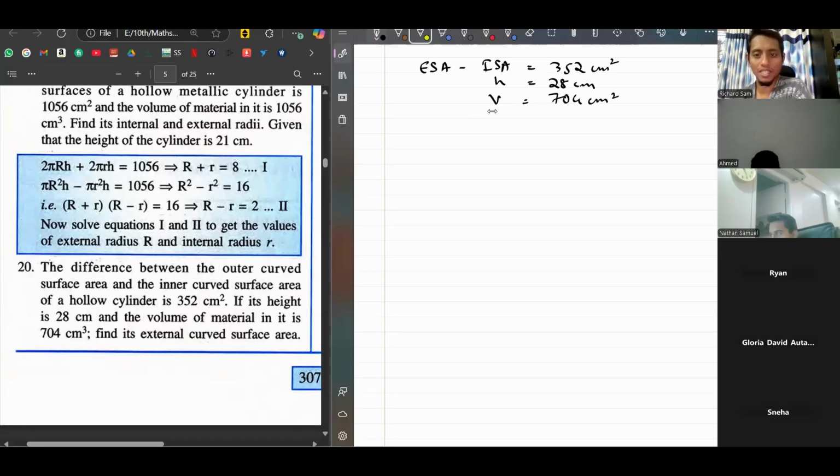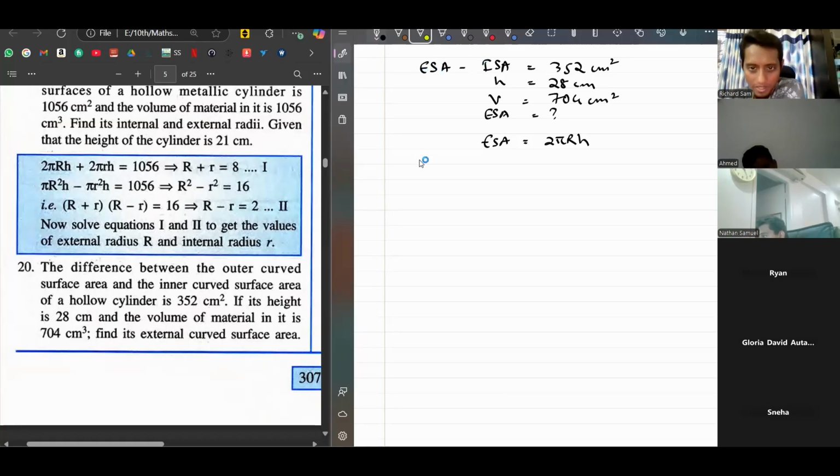What do we have to find? We have to find the external surface area. Okay. What do we do? First, we see what we have to find and what all we have, what all we don't have. So what's the formula for external surface area? External circumference into height, 2 pi capital R h. In this we have h, we don't have radius. So we can't directly use it. We need to do something with that first. So we'll substitute the formulas over here.